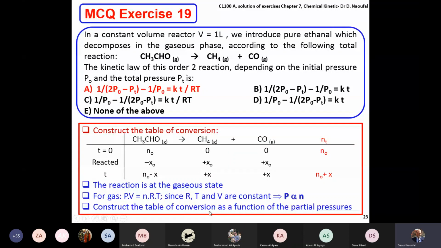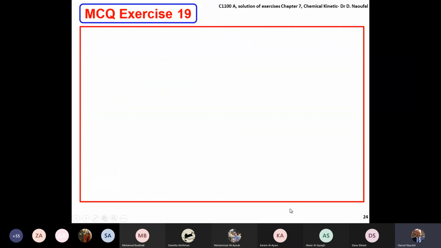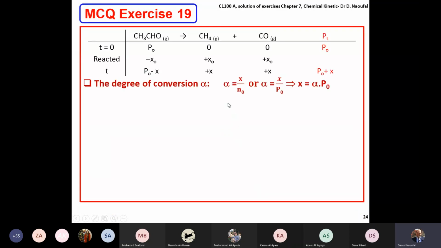So construct the table of conversion as a function of the partial pressures now. I can transform the table from n to P. So at t equals 0, instead of N0, I can write P0, the pressure of CH3CHO, and the pressures of CH4 and CO are 0. So at time t, suppose we have X reacted from P0. So at time t, we have P0 minus X, X, and X. I add a column now. The total pressure at t equals 0 is P0.